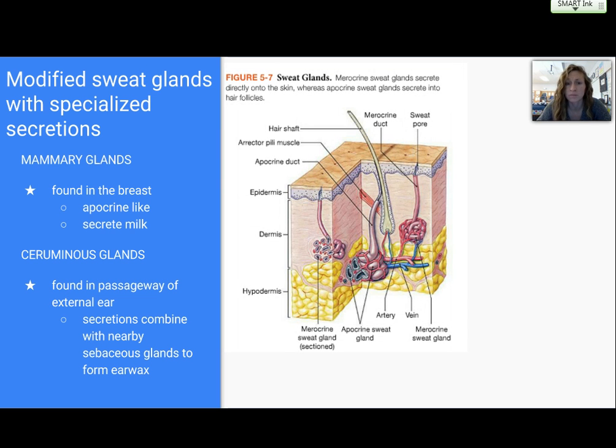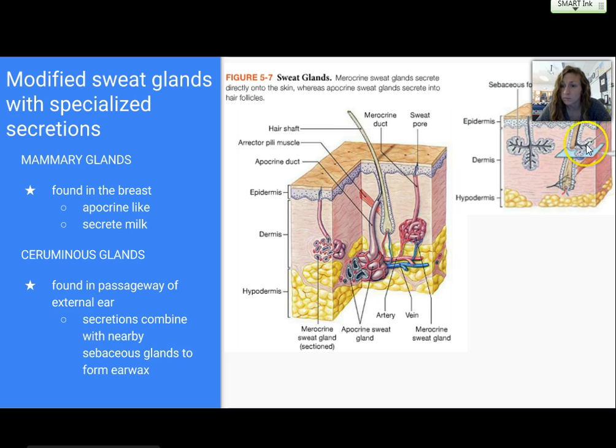Now, here are diagrams of your sweat glands. You can see the apocrine here, sweat glands, and here's a duct going into the hair follicle. And you have your merocrine examples here. Notice they're in the dermis, while the apocrine are in the dermis and hypodermis. And we know it's the hypodermis here because of this fatty tissue. We also have another picture here of your sebaceous gland, kind of connecting off the follicle to release that oily substance.